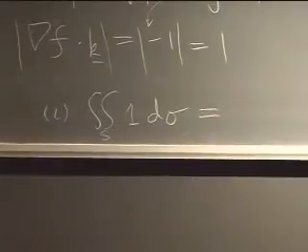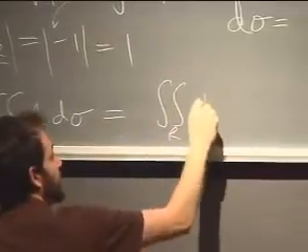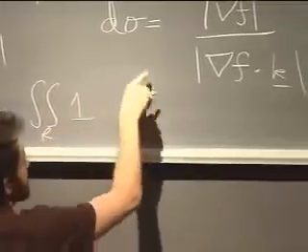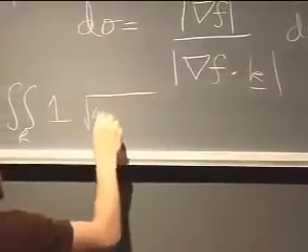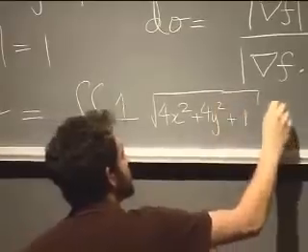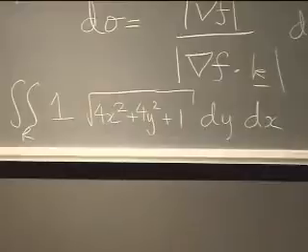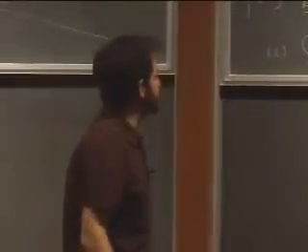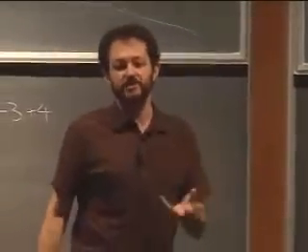Right, so according to the standard formula, this is equal to the integral over r. The 1 stays by itself, and then we have this mess here. D sigma becomes that, which is just root 4x squared plus 4y squared plus 1 dy dx. And of course you don't need the 1 here. I was just emphasizing that it's a surface area integral where the integrand is just 1.